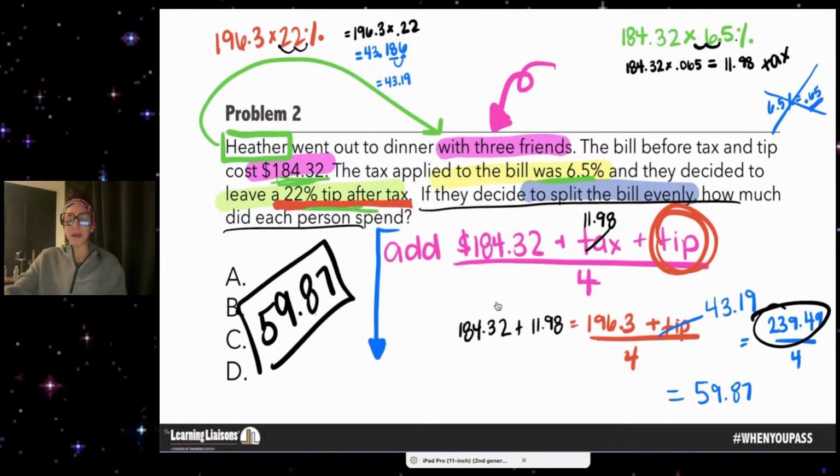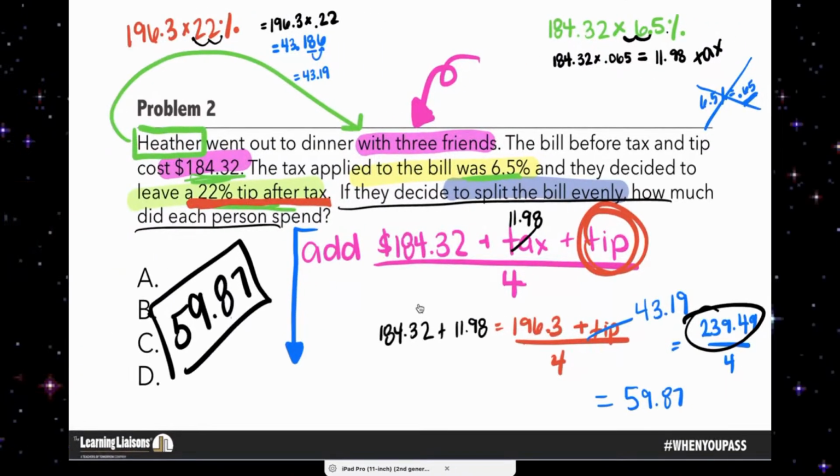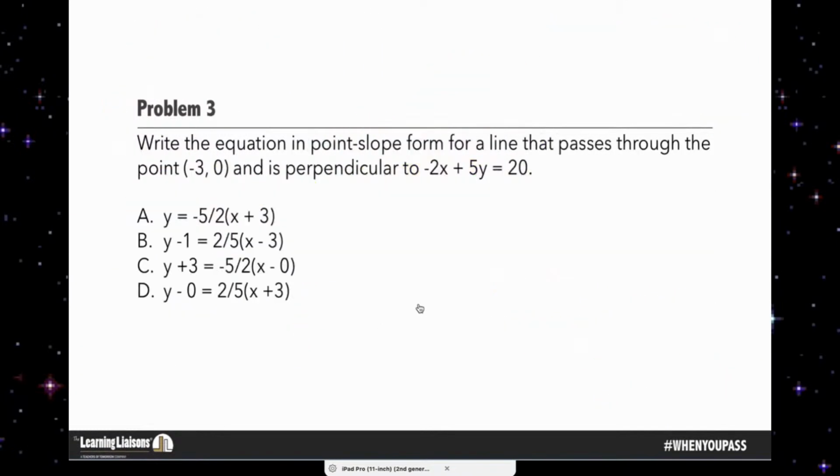Let's go ahead and move on to problem number 3. Write an equation in point slope form for a line that passes through the point -3, and is perpendicular, that's important, to -2x plus 5y equals 20.